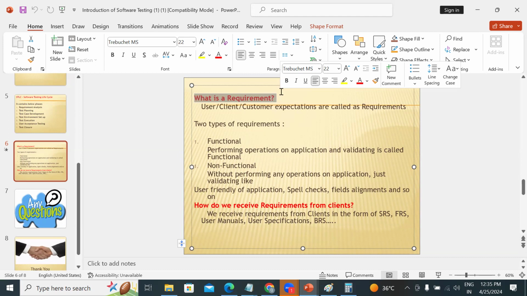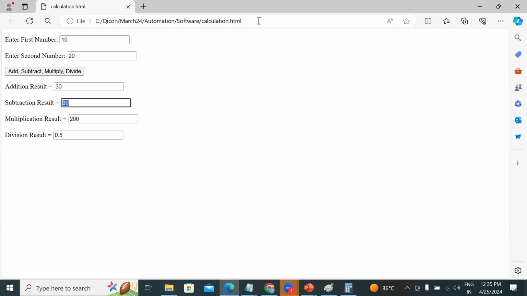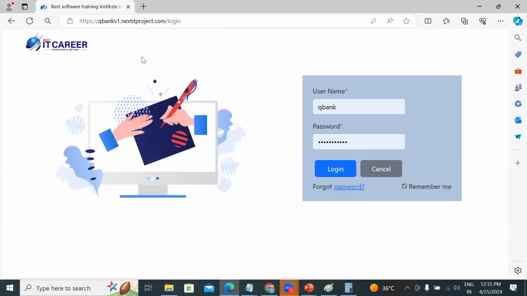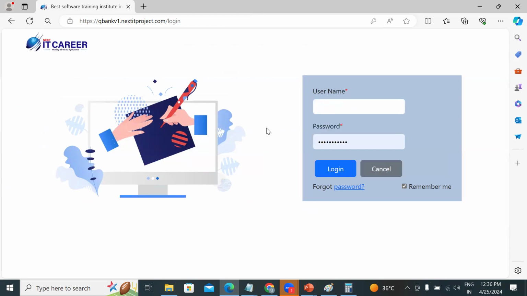So basically we have two types of requirements: functional and non-functional. As a tester, I'm testing both functional as well as non-functional. Performing operations on the application and validating is called functional. See sir, this is our QBank application. This is my project, this we are going to discuss. Non-functional testing means I'm not performing anything, just verifying whether my page is working and looking good or not.